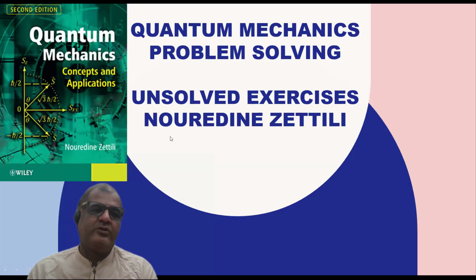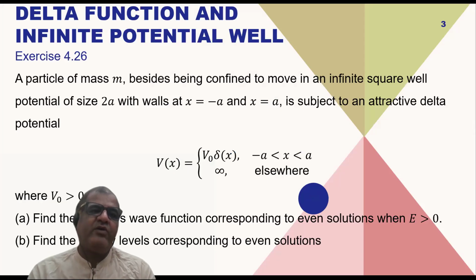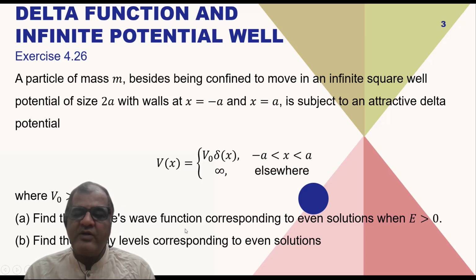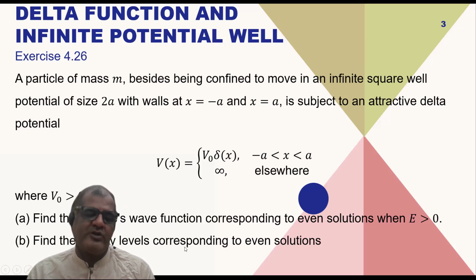4.27. Here they have given you a particle of mass m, which is confined to move in an infinite potential box, where at the center of the box you have a delta potential. Now they're saying find the particle wave function corresponding to the even solution when E is greater than 0, and find the energy levels corresponding to the even solution.